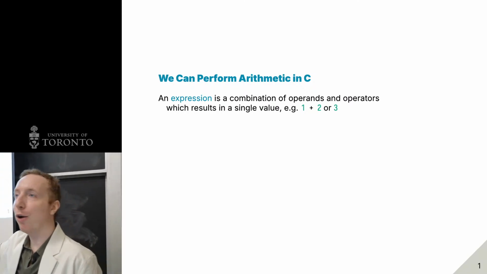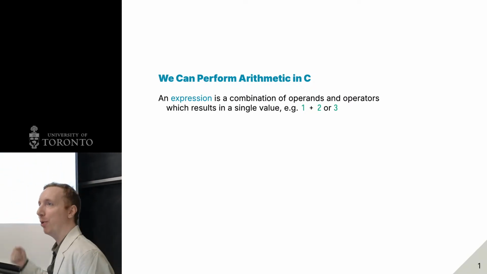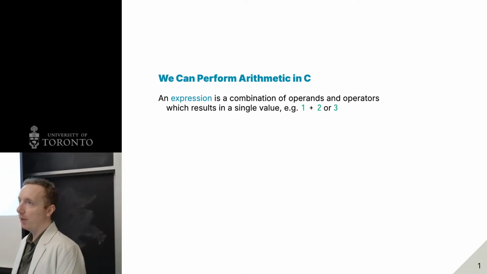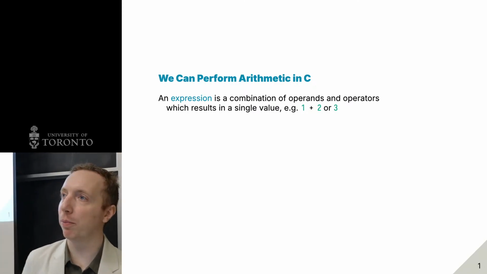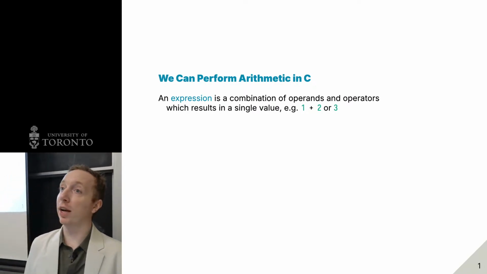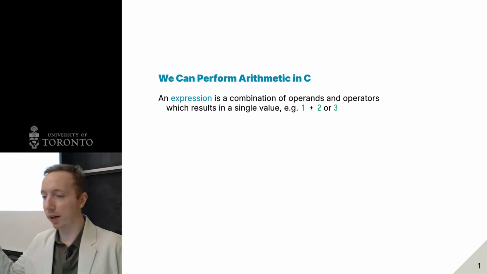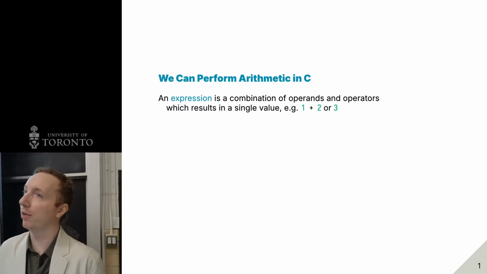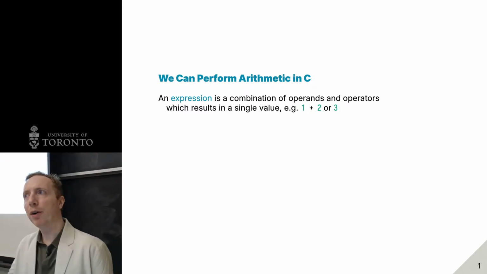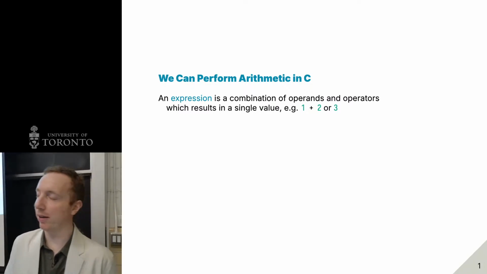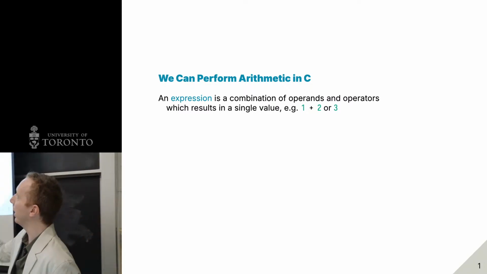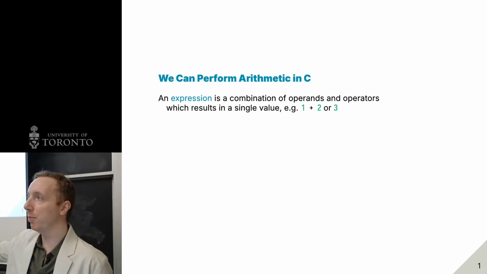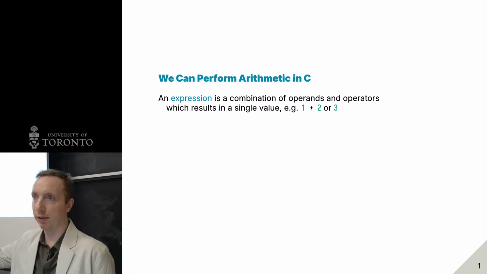Computers are supposed to help us make things simpler. One thing we would like a computer to do is arithmetic. So before we get into arithmetic, we have some more terms to explain in C. There is something called an expression. An expression is basically a combination of operands and operators which results in a single value. Sounds complicated, but all that really means is something like 1 plus 2 is an expression. So my operands are 1 and 2. My operator is a plus. I'm trying to add two numbers together.